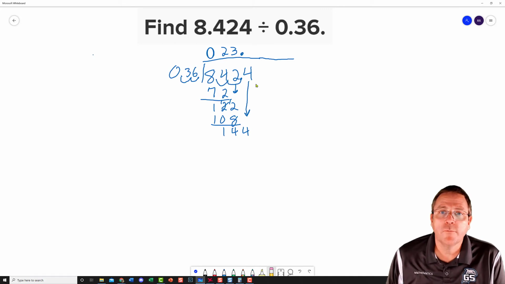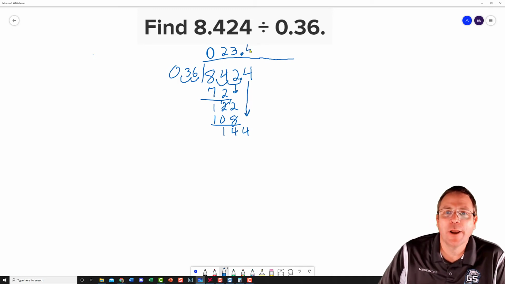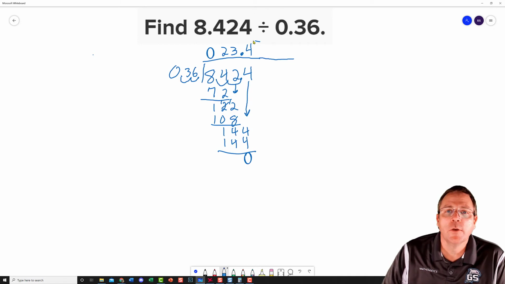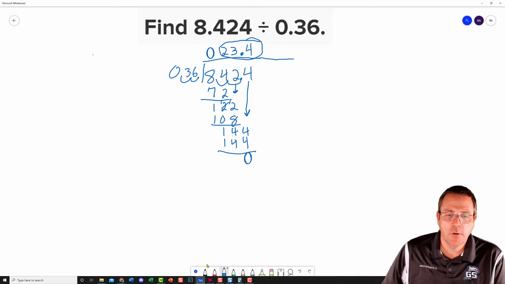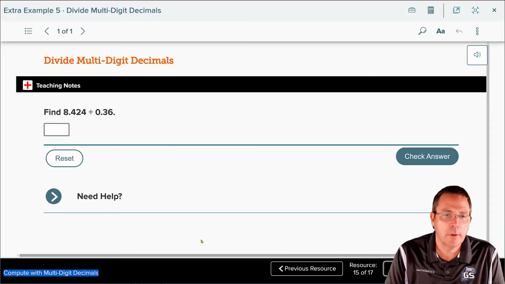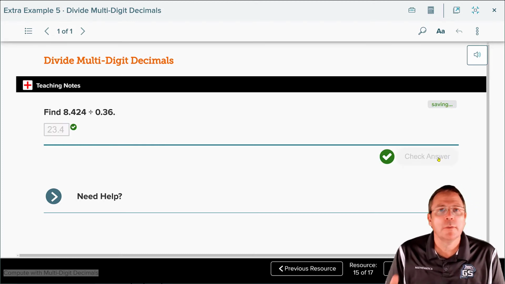Alright, it is time for us to finish this problem up, I think. So now we're going to say how many times does 36 go into 144. And we're going to try 4. I actually tried 3 before and I got the wrong answer, so I'm just going to skip that, and we're going to try 4. And when we do 4 times 36, we get 144 with nothing left over. So our final answer is going to be 23.4. Go back to our problem and we'll plug in our 23.4. Check it. The answer checks.